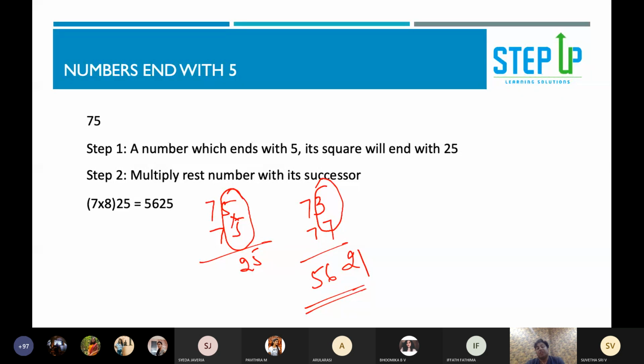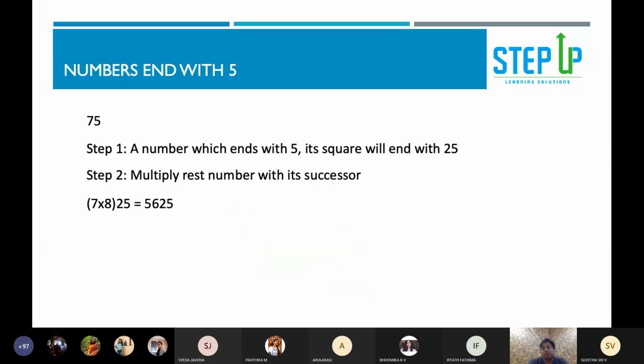I'm repeating again with another set of numbers. Please look at it. If I have to multiply 62 by 68, here the sum of the unit digits is how much? 10. I can apply this rule. 2 into 8 is how much?